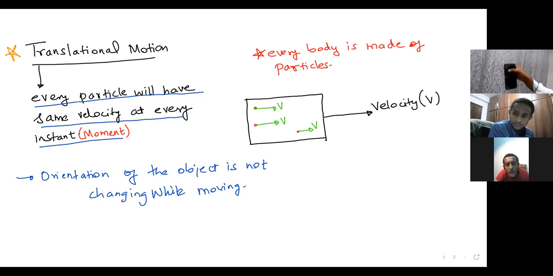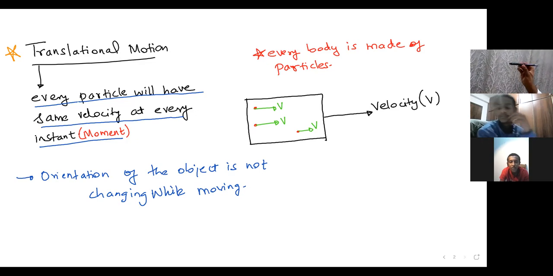If my phone turns while moving, do you think this is translational? No, this is not translational. Understood? This is translation. See, nothing is happening to my phone. It was lateral, again it is lateral. See, nothing is happening. It is translation. Every part of it is translation.